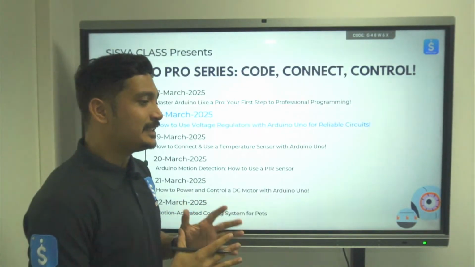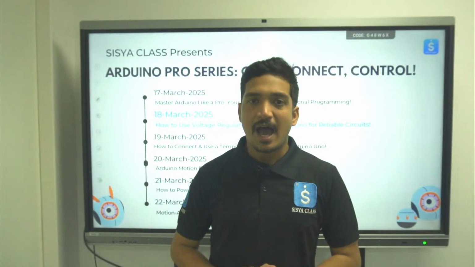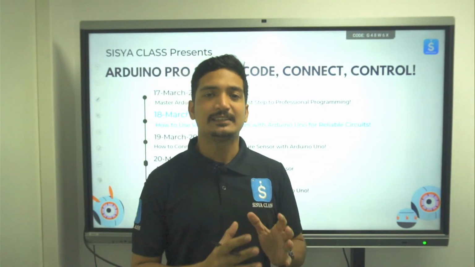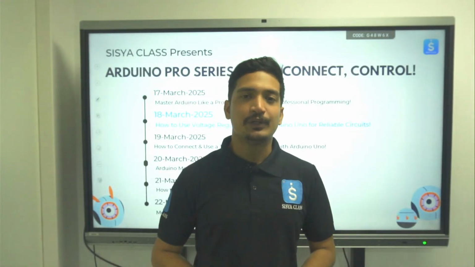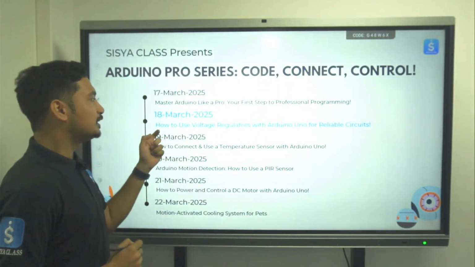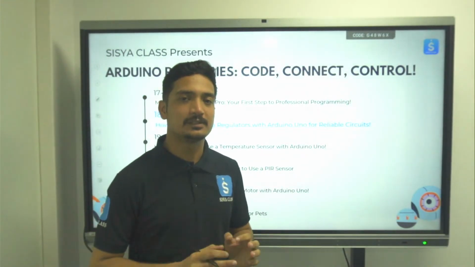And here is a series of videos that we are gonna bring in front of you. As we said in the previous session yesterday, we will have a 6-day long series of videos. Today is day 2 and the topic that we are going to cover is how to use voltage regulators with Arduino Uno for reliable circuits.